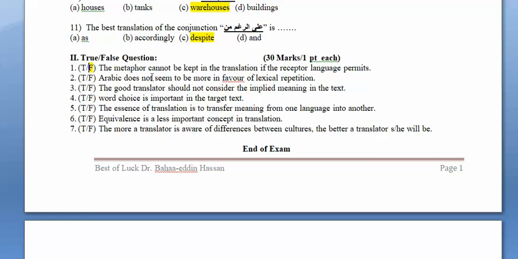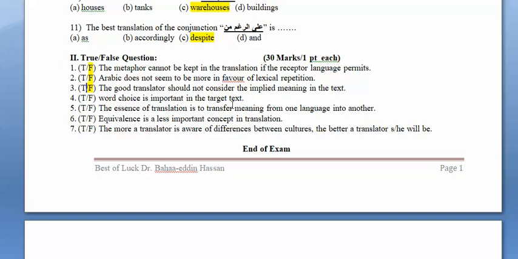Number 2, Arabic does not seem to be more in favor of lexical repetition. اللغة العربية لا تفضل التكرار. طبعا جملة خطأ. False. The good translation shouldn't consider the implied meaning in the text. Yes, false.